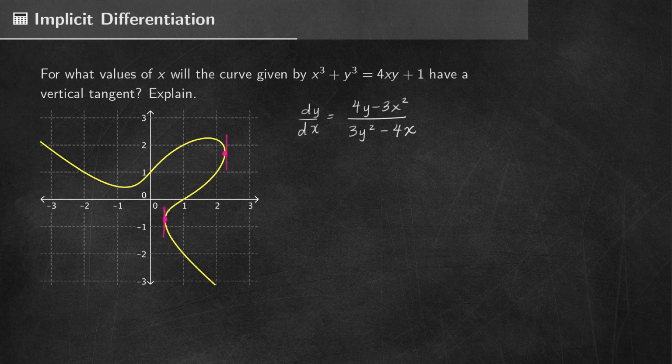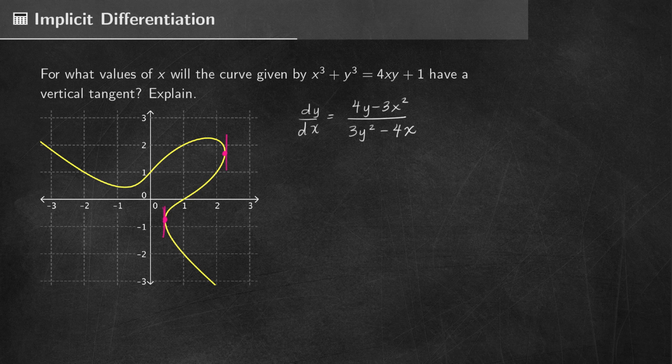So our solution should be about maybe 0.4, positive 0.4, and then 2.2 or 2.3, somewhere around there. So a vertical tangent means the tangent line is vertical, and vertical lines do not have slopes of 0. Vertical lines have undefined slopes. So if our slope is undefined, that means our derivative has to be undefined.